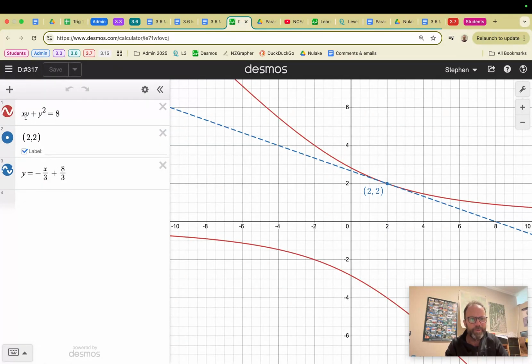So this thing up here, xy plus y squared equals 8. And apparently you have to work out the tangent gradient that goes through the point 2, 2. And basically, how do you do that? How do you differentiate that and then plug in at x equals 2? And apparently the gradient is negative 1/3. You can sort of see that there, negative 1/3.